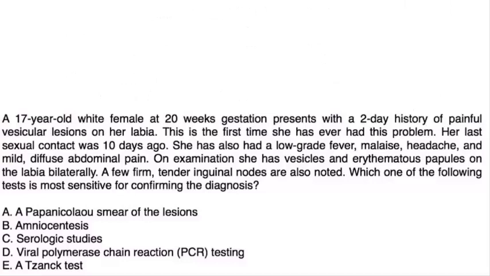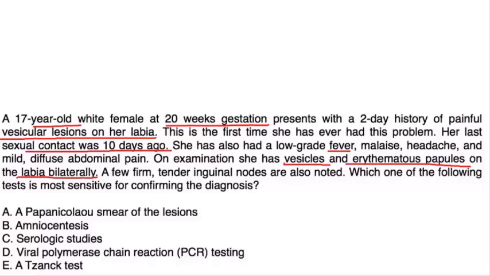A 17-year-old white female at 20 weeks gestation presents with a 2-day history of painful vesicular lesions on her labia. This is the first time she has ever had this problem. Her last sexual contact was 10 days ago. She has also had low-grade fever, malaise, headaches, mild diffuse abdominal pain. On exam, she has vesicles and erythematous papules on the labia bilaterally. A few firm, tender inguinal nodes are also noted.